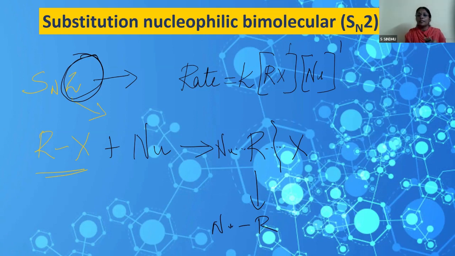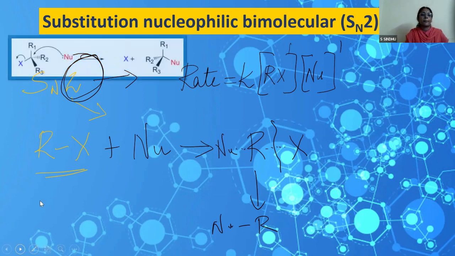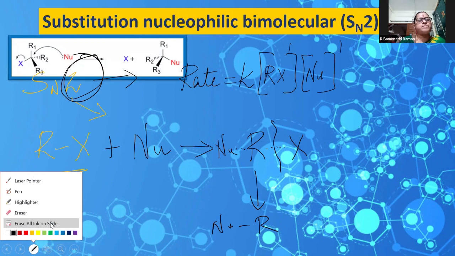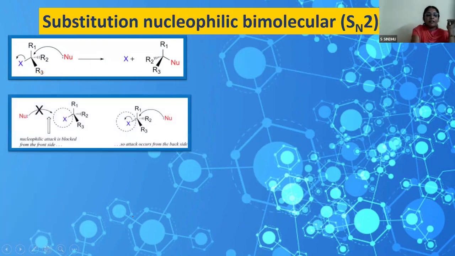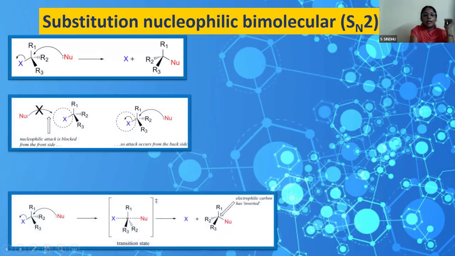Because in this case, how many bonds are coming in? 5 bonds, around the carbon it will be 5, is it not? So when the nucleophile attacks, you have 5 bonds coming in: 1, 2, 3, 4, and 5. Highly unstable. So this is not an intermediate. It's just a transition phase.